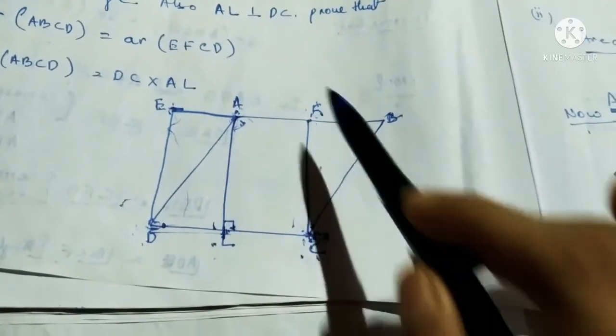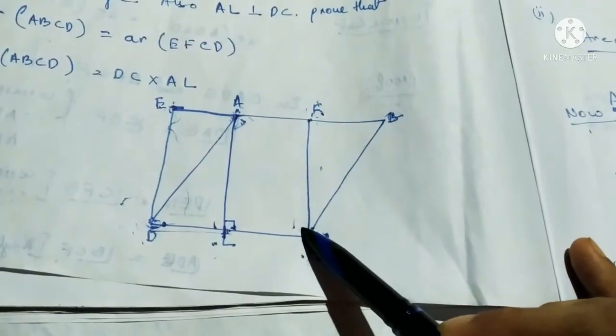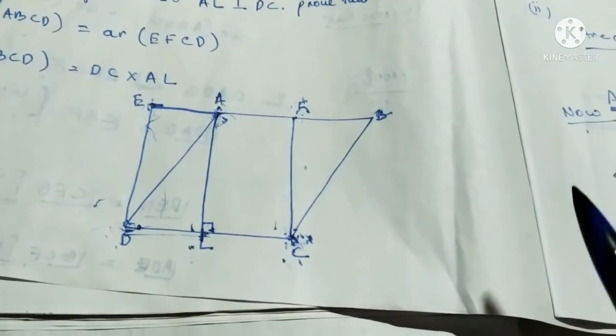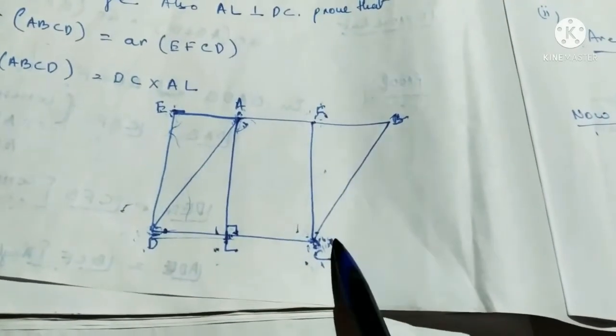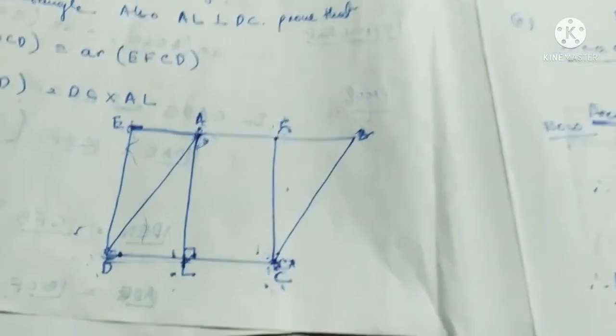Since ALCF is a rectangle, this side is equal to this side, and that I will call equation number 2. So from 1 and 2 I can say that area of ABCD is equal to DC into AL. Finished. That one only I had to do.